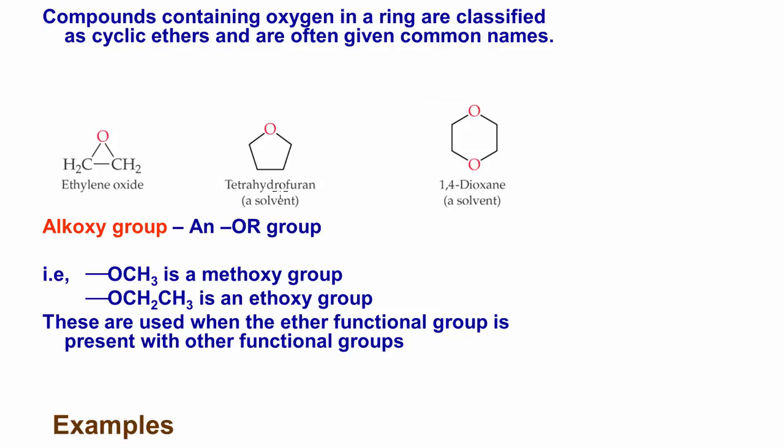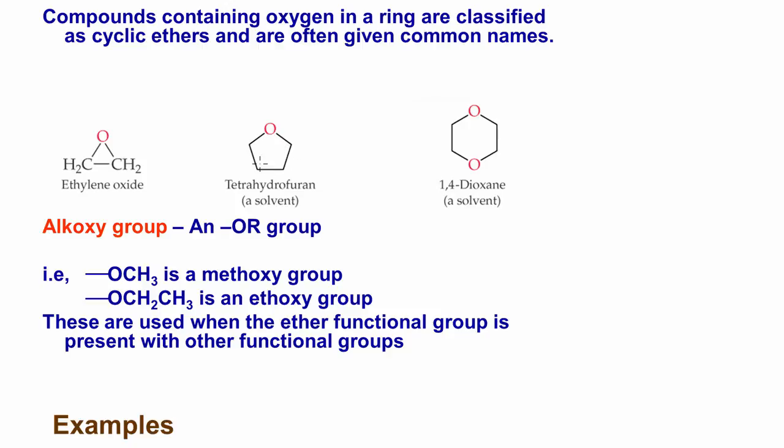But first, we're going to look at these cyclic ethers, and we're going to come across these later when we get into the biochemistry. Many ethers have the oxygen in the ring. This one here would be ethylene oxide. This is tetrahydrofuran. This is a solvent. And this here would be 1,4-dioxane, which is a solvent. So you don't have to memorize these, but just keep in mind that there are cyclic ethers that we're going to work with a little bit later in the semester. And this is what they look like.